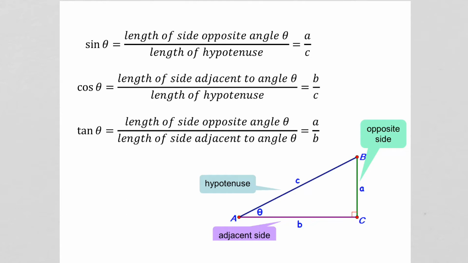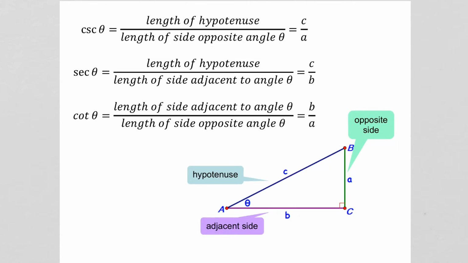Cosine of theta is equal to the adjacent over the hypotenuse. And tangent is equal to opposite over the adjacent. Then cosecant, secant, and cotangent are just vice versa. So since sine was opposite over hypotenuse, cosecant is hypotenuse over opposite. Secant is hypotenuse over adjacent, and cotangent is adjacent over opposite.